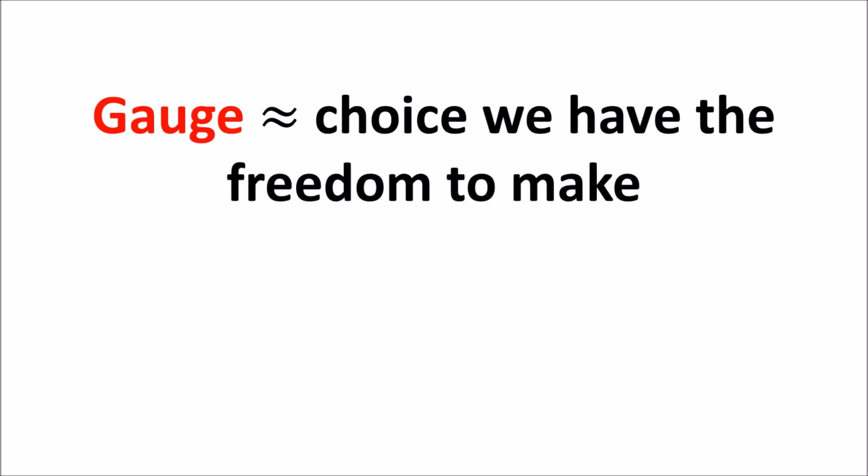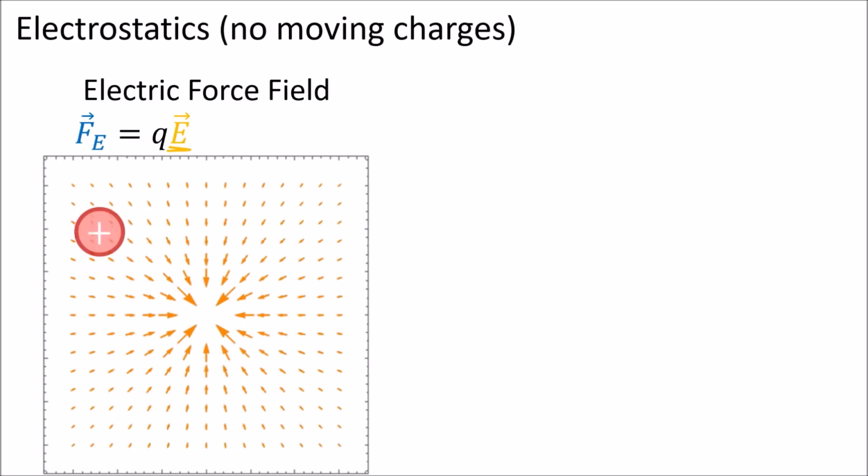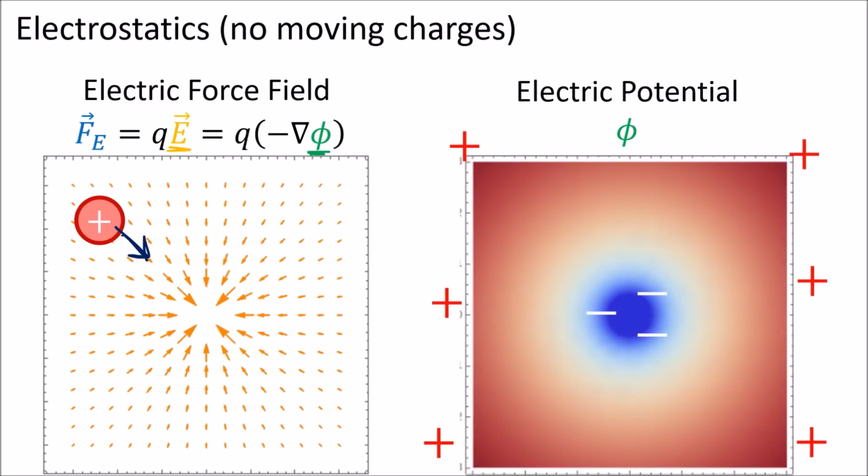Loosely speaking, a gauge is sort of like a choice that we have the freedom to make. And this choice does not result in any changes in our physical system. When it comes to electrostatics, where no electric charges are moving, the electric force on a charge is equal to the charge Q times the electric field E at a given point. The electric field E can also be expressed as the negative gradient of the electric potential phi. This basically means the positive charge will roll down to the lowest potential.